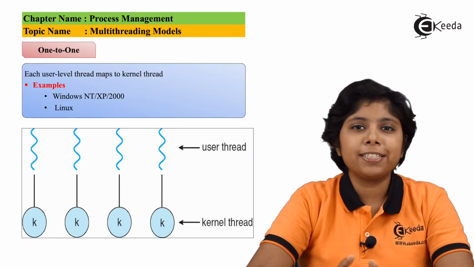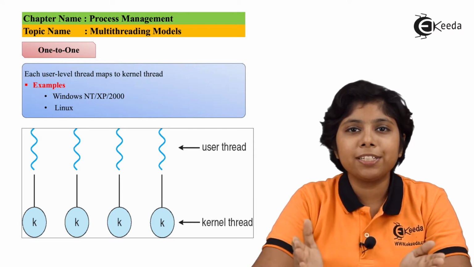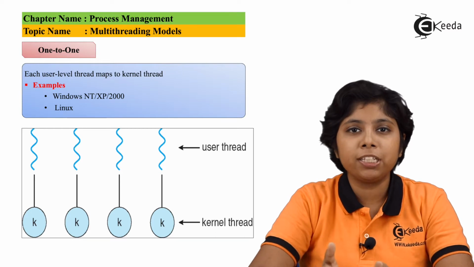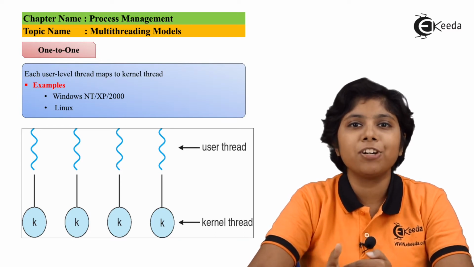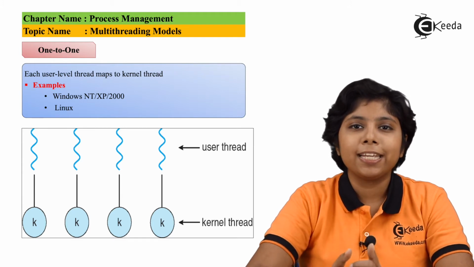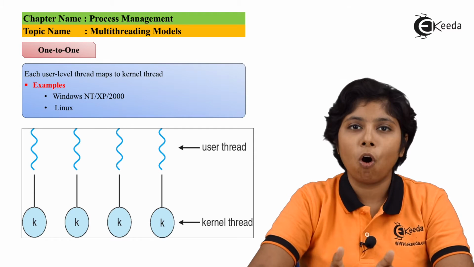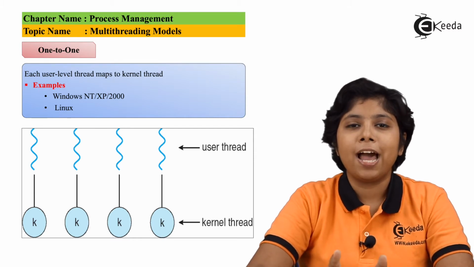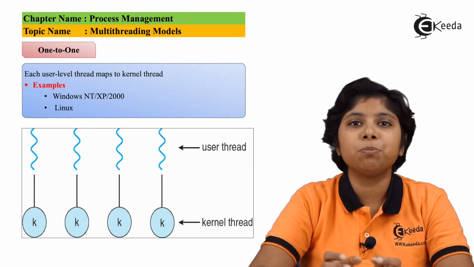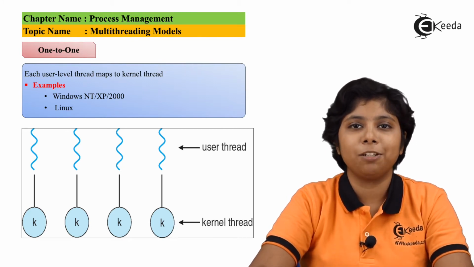The third one is the many-to-many model. In a many-to-many model, many user-level threads are multiplexed to an equal or lesser number of kernel-level threads. Now, the number of kernel-level threads can be specific to an application or to a machine. An application may be allocated more kernel-level threads on a multiprocessor than on a single processor.